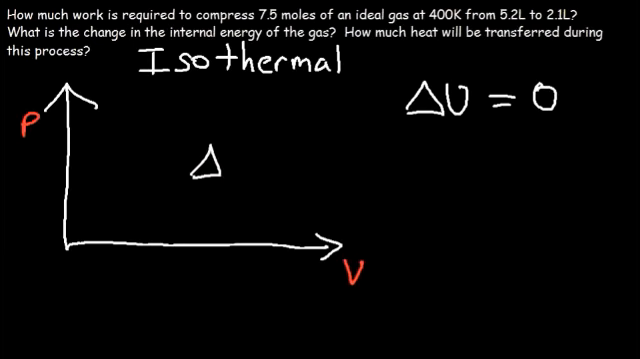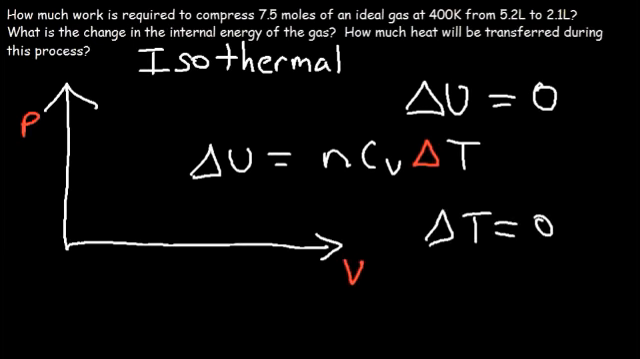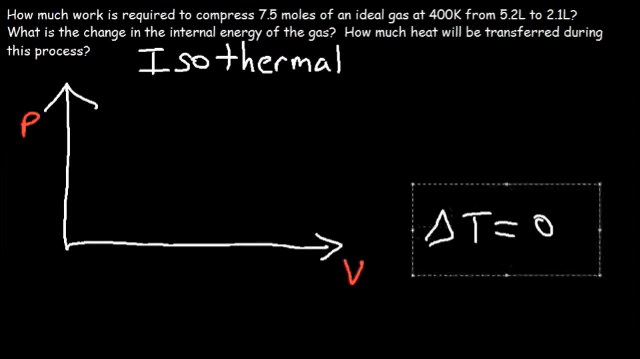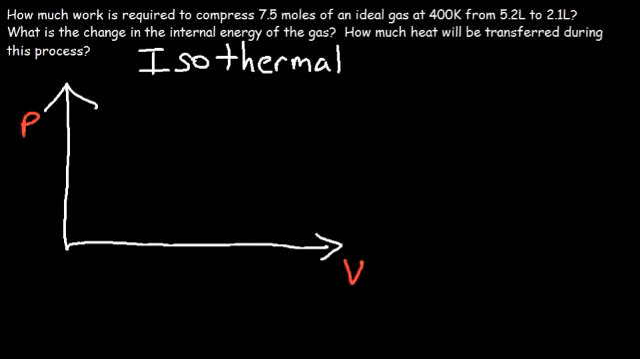Keep in mind, delta U is always equal to n Cv delta T for any process. So for an isothermal process, delta T is 0, which means that delta U has to equal 0. Now, just because the temperature is constant doesn't mean Q is 0. Heat can still flow into the system or out of the system. It just happens in such a way that the temperature remains constant.